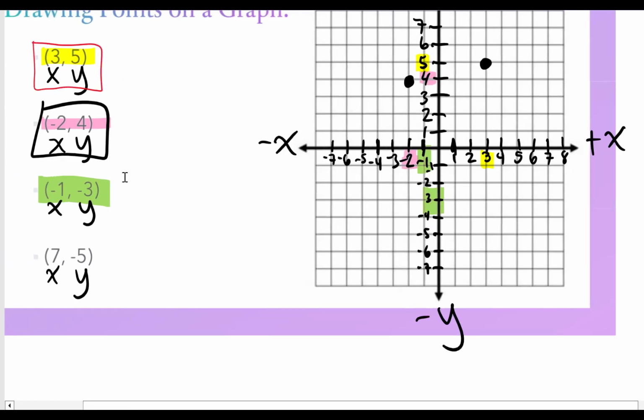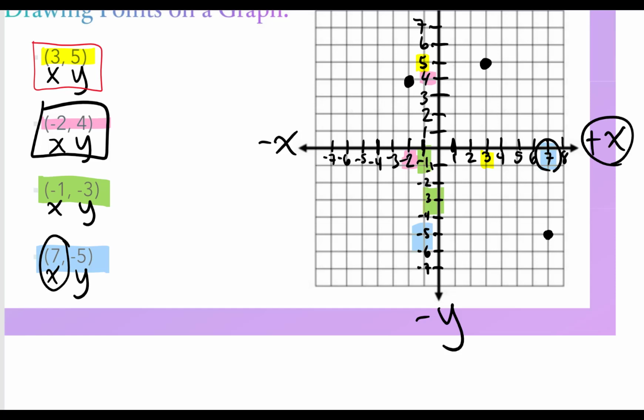Our last point is positive 7, negative 5. So we're going to go to positive 7 and negative 5. That means the point is here. So, busca para 7 en X y negativo 5 en Y. Y este es el punto.